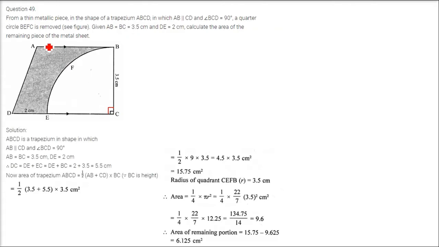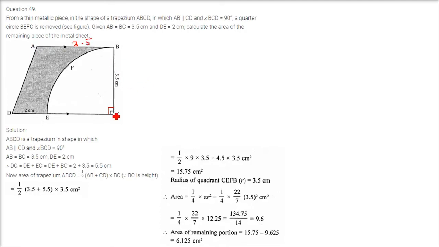From a thin metallic piece in the shape of a trapezium ABCD, in which AB is parallel to CD, angle BCD is 90 degrees. A quarter circle BC, which is actually a quadrant, is removed. Given AB and BC are 3.5, so this is 3.5, this is 3.5, and DE is 2. Calculate the area of the remaining piece of the metal sheet.